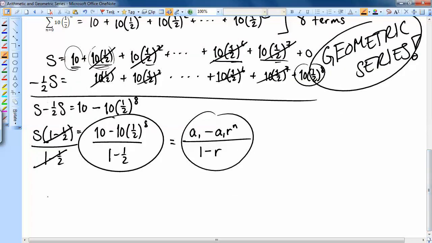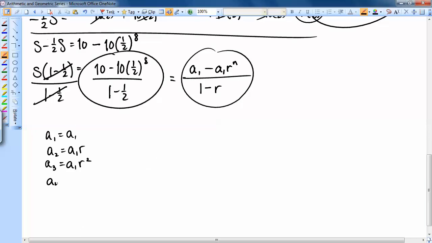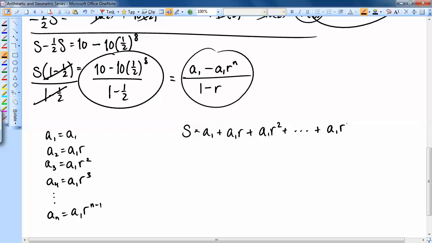So in a geometric series, the first term is just whatever it is. The second term is the first term times some common ratio. The third term is going to be the first term times the common ratio to get the second term, and then times the ratio again. And then I'm going to multiply a3 by the ratio one more time, and then it'll continue up to the nth term, which will be a1r to the n minus 1. So if I write out the sum, a1 plus a1r plus a1r squared, plus dot dot dot plus a1r to the n minus 1.